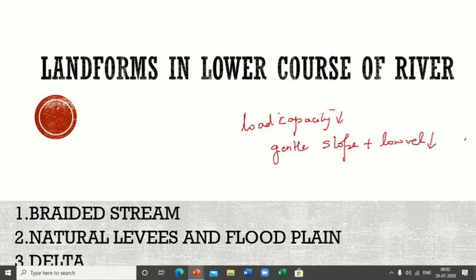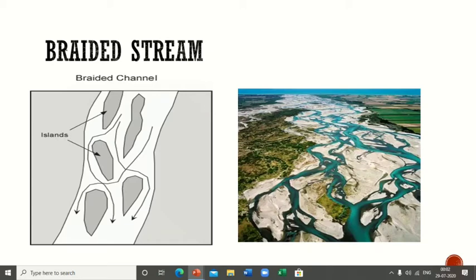As a result of this, the three types of landforms we will see are the buried stream, the natural levee and the deltas. What are buried streams? You can see the picture here. In the lower course of the river, as I told you, because of excess deposit of load on the floor of the channel, and also because of the reduction of speed, it cannot carry much load. There is a reduction in the carrying capacity due to the slow movement of water in the stream.